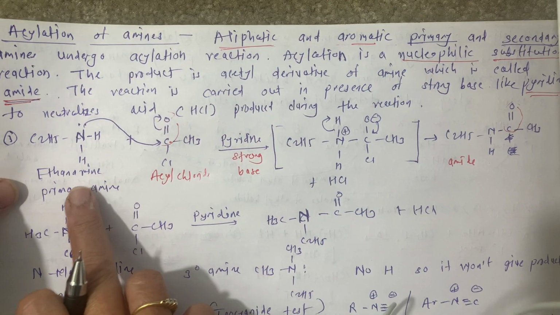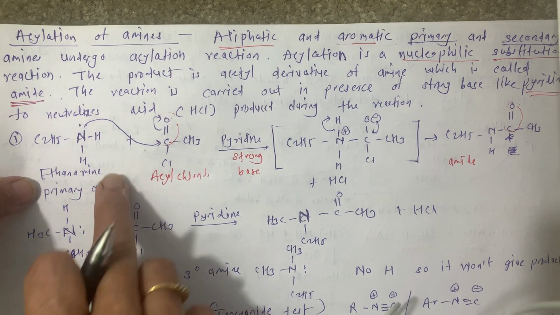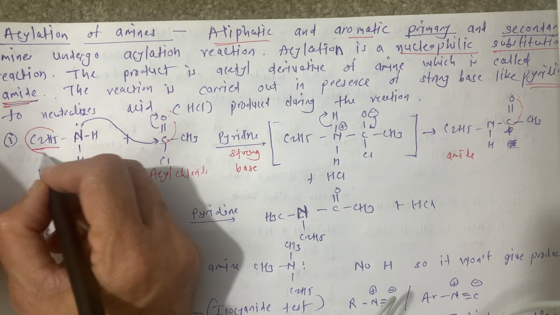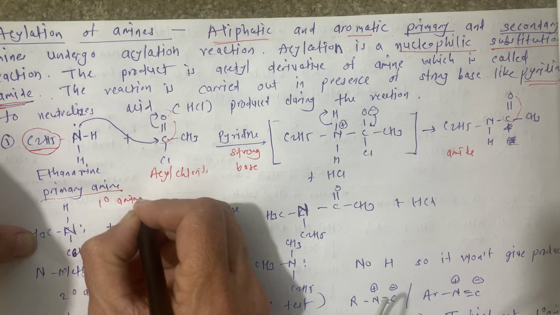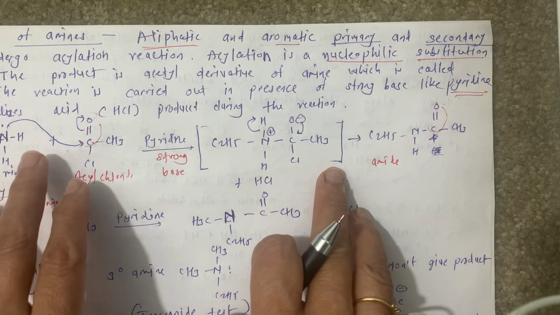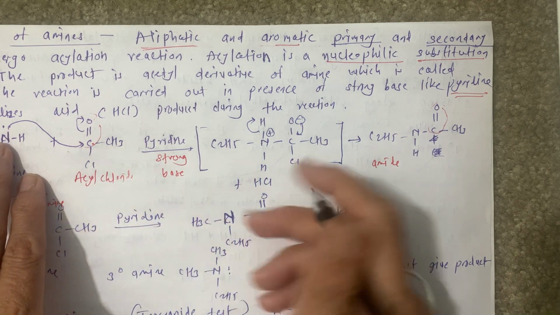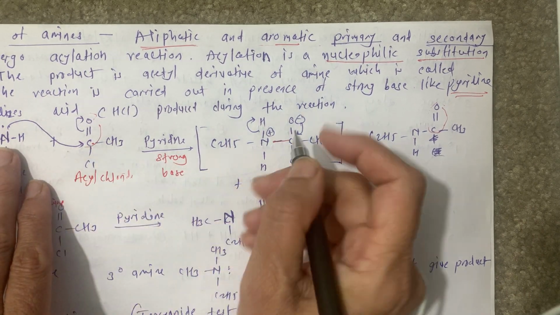So the first one, we just take an example. This is ethanamine. We know this is a primary amine. One H is replaced by an alkyl group. So this is a 1 degree amine, primary amine. Now here this lone pair is shared with the carbon, so there is a formation of an N-C bond. Lone pairs are given for formation of the bond.